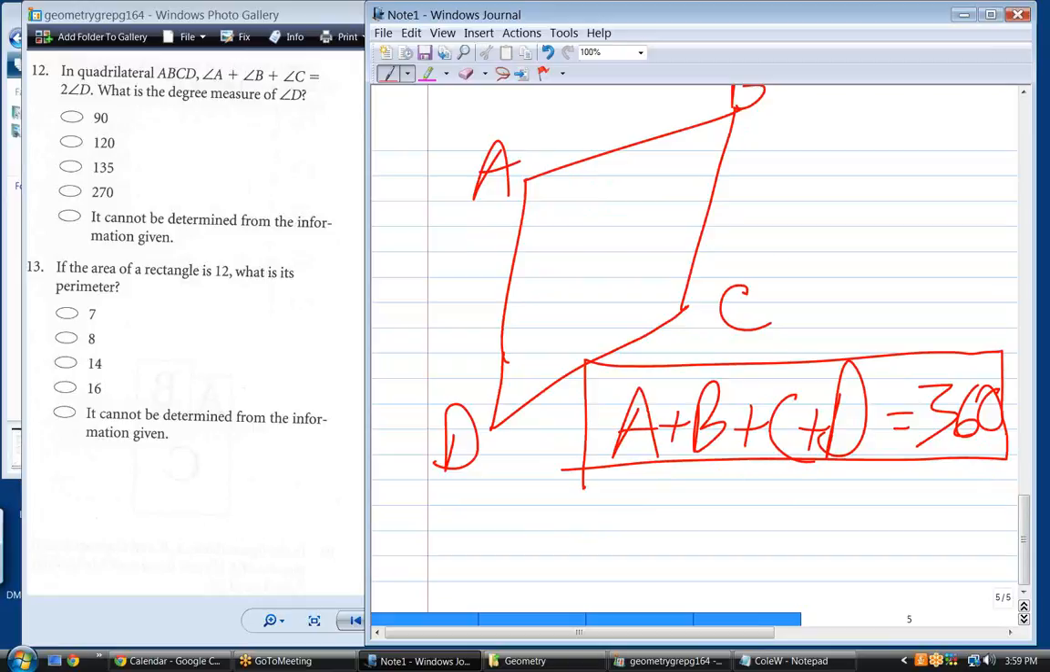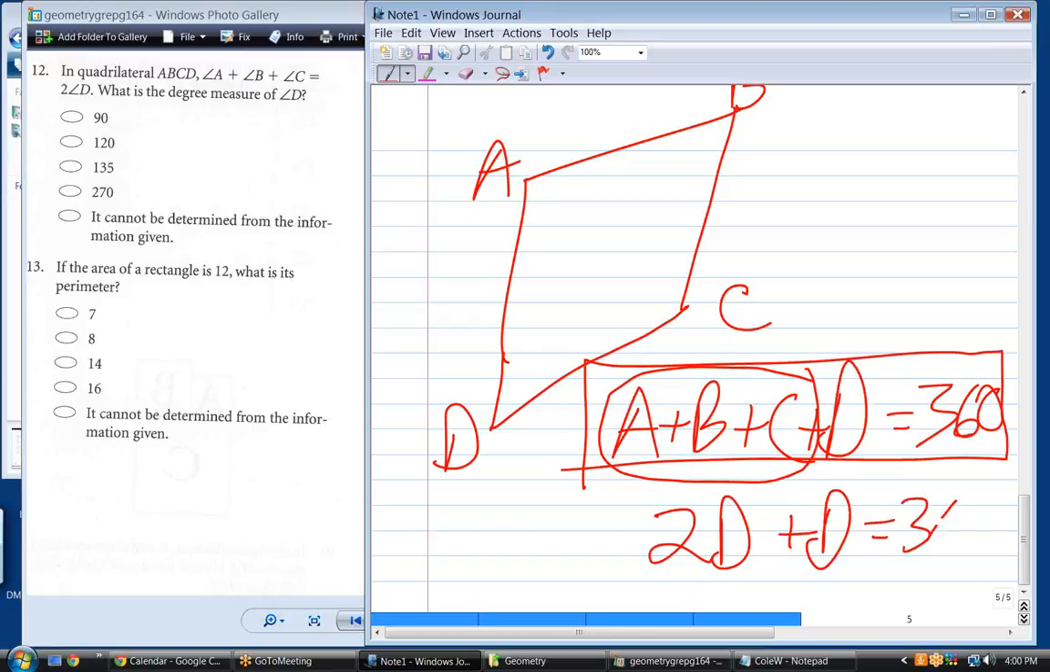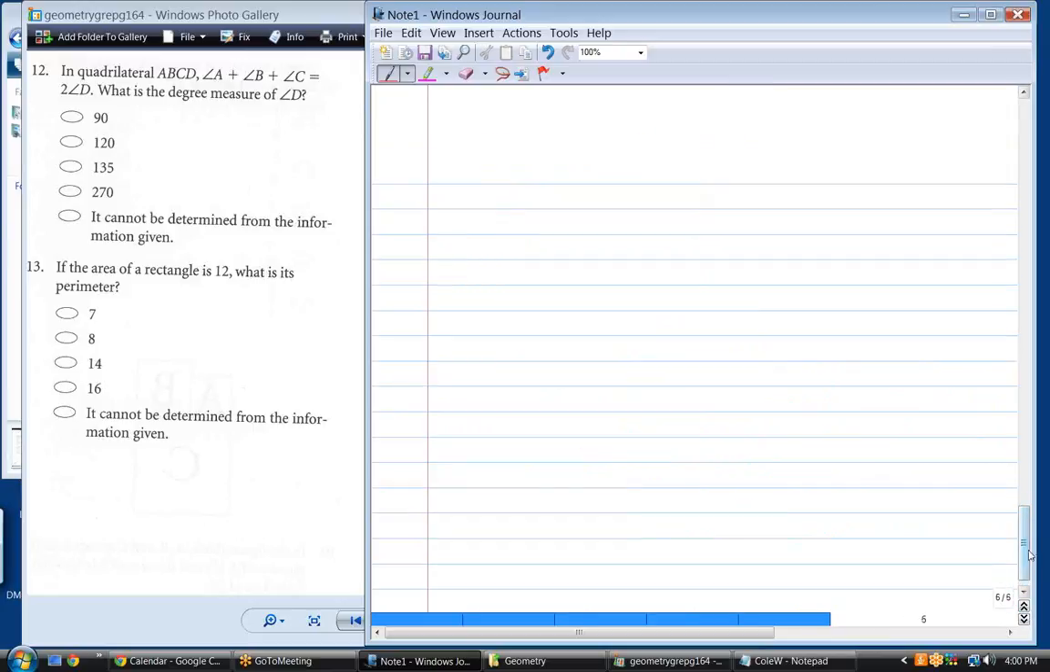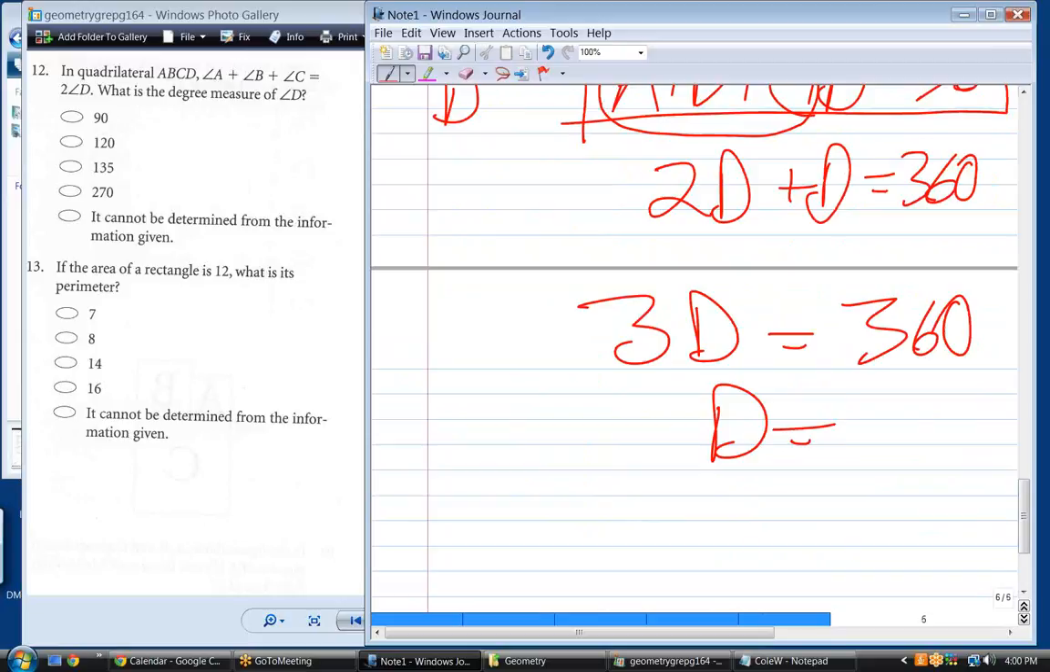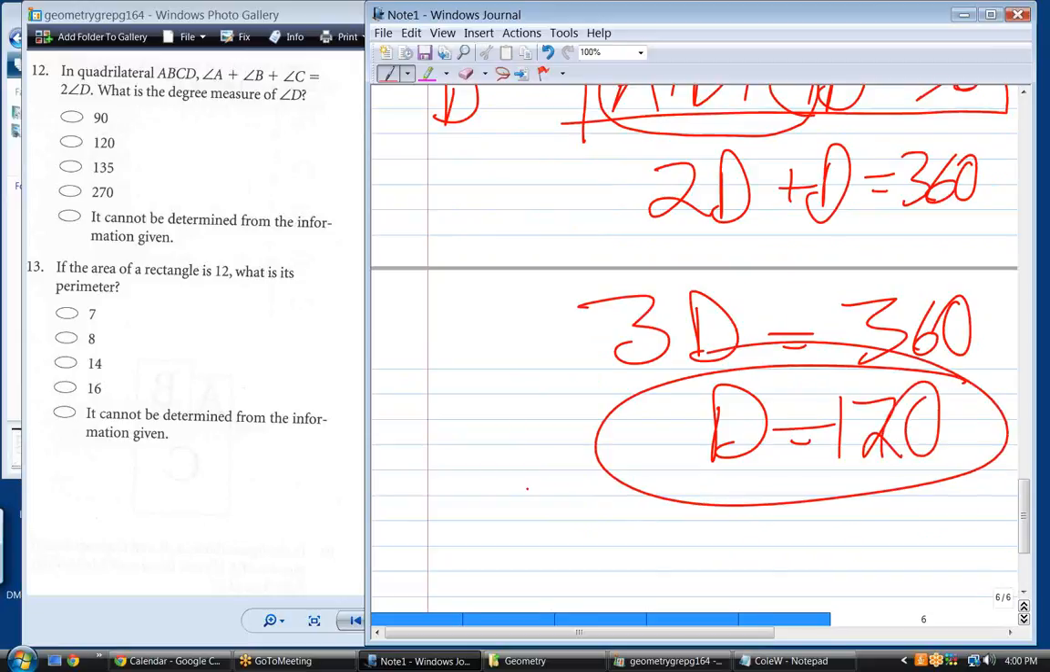I don't know. This one confuses me. Well, there's my A plus B plus C. What can I replace that with? Based on this, A plus B plus C equals 2D. So I can replace that with 2D, plus D equals 360. So 3D equals 360. D equals 120. And that's the answer.